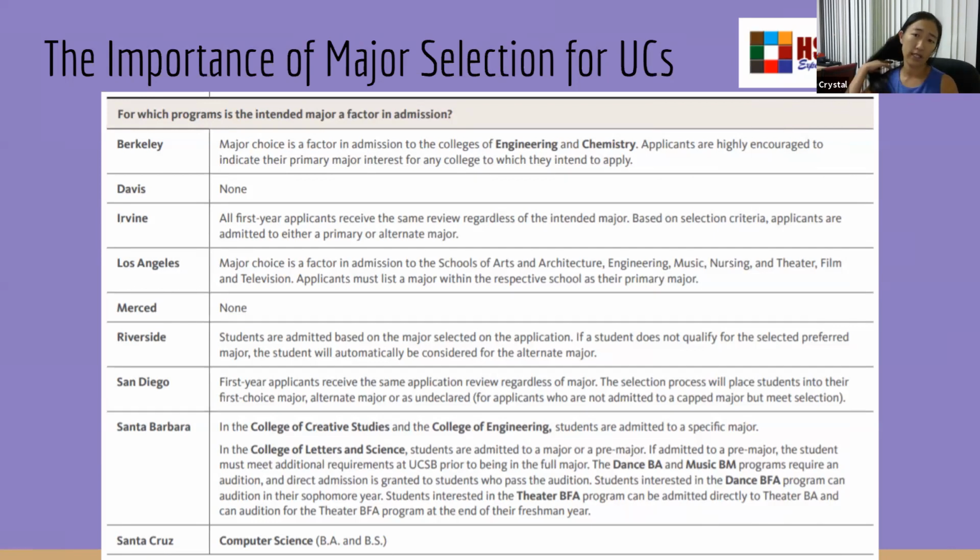So any school on this list that says that major choice is a factor in admissions for that particular college within the university, that means it's more selective for those colleges as a whole. So any type of engineering major you choose in the College of Engineering at Berkeley is going to be more selective than choosing a major that is not in the College of Engineering or not in the College of Chemistry.